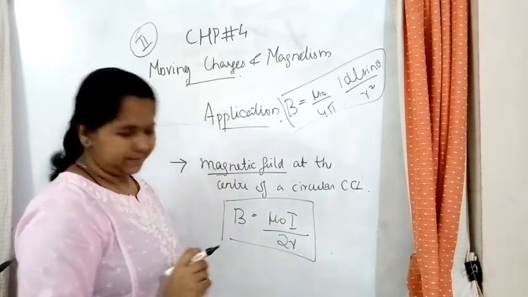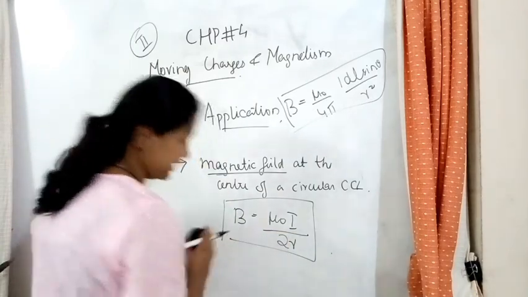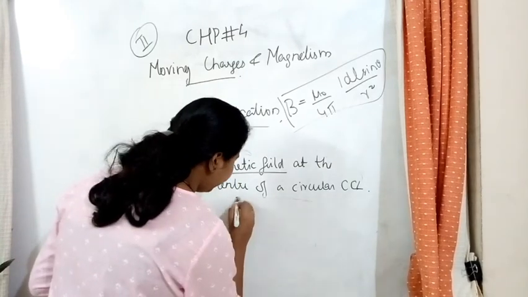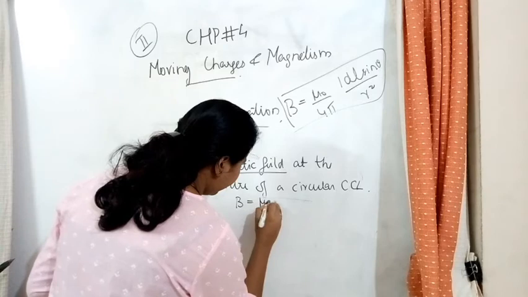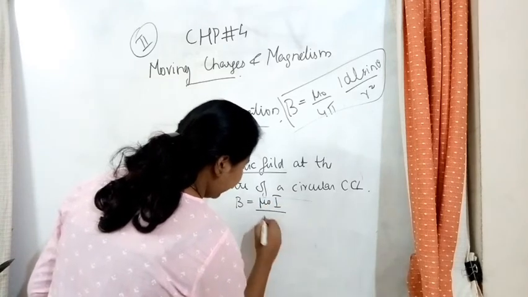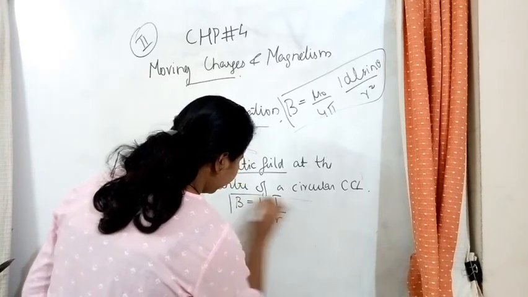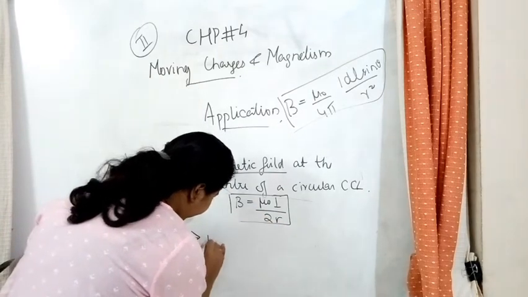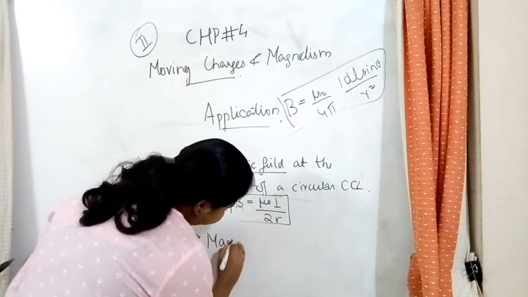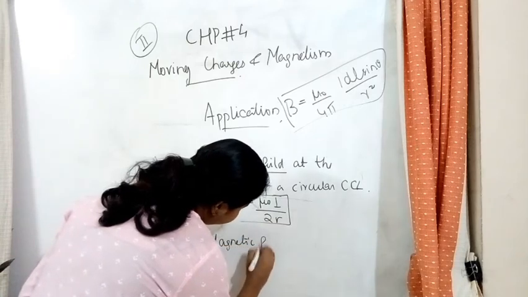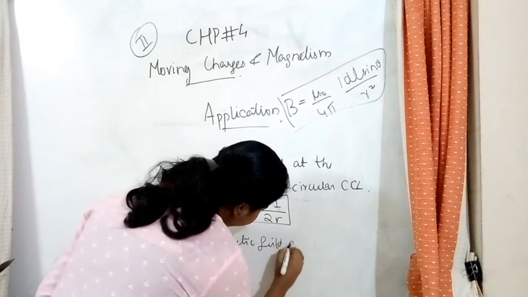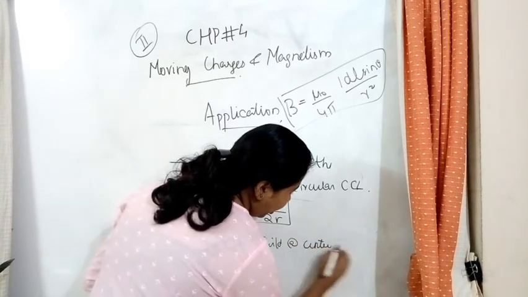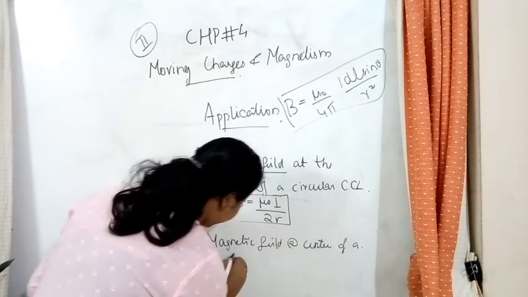The second application, that is the next one that we are going to learn. So we'll write this equation. B is equal to mu 0 I divided by 2r, and that is in a box. So that was the first application. The second application is the magnetic field at the center of a semicircular loop.